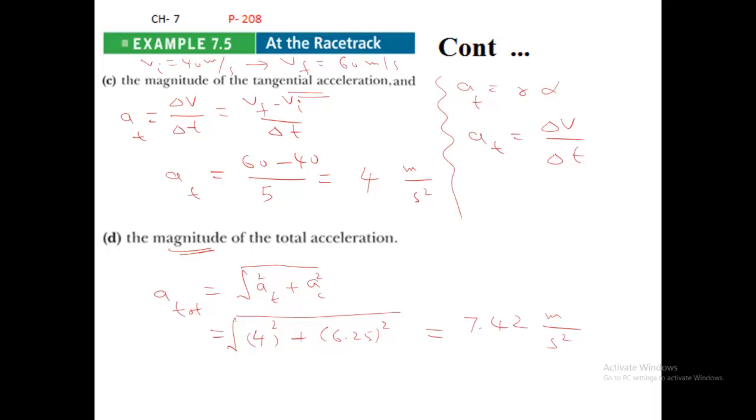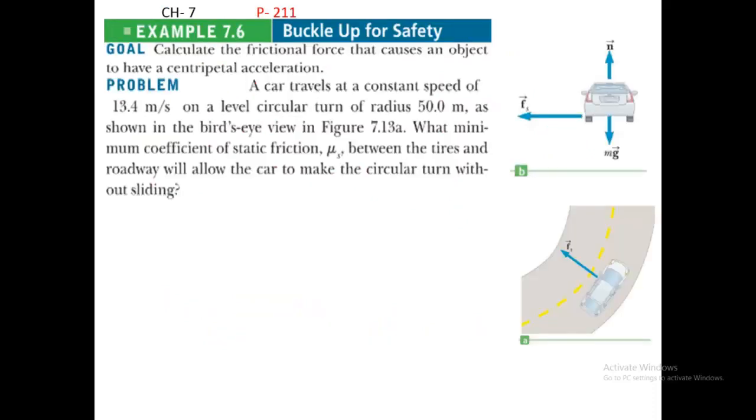Now the last question of this chapter. A car travels at a constant speed v on a level circular turn of radius r. This is your radius. What minimum coefficient of static friction, so you have to find out mu s, between the tires and the roadways.